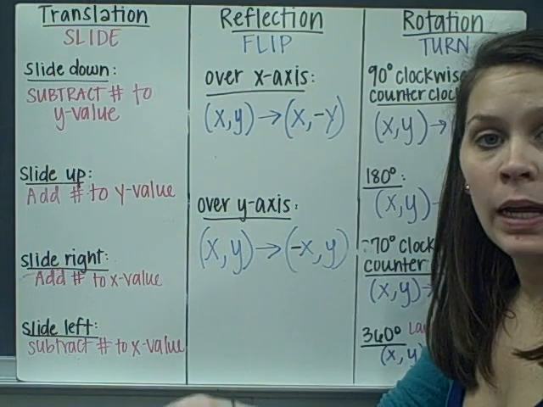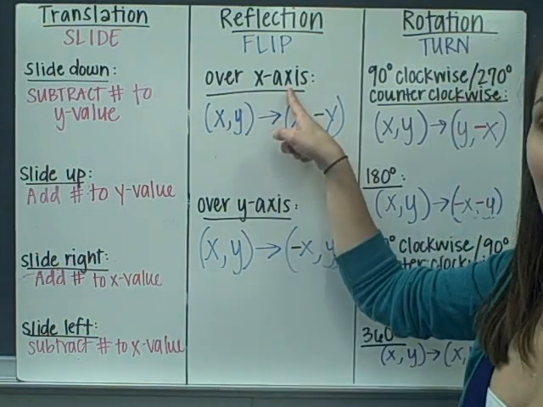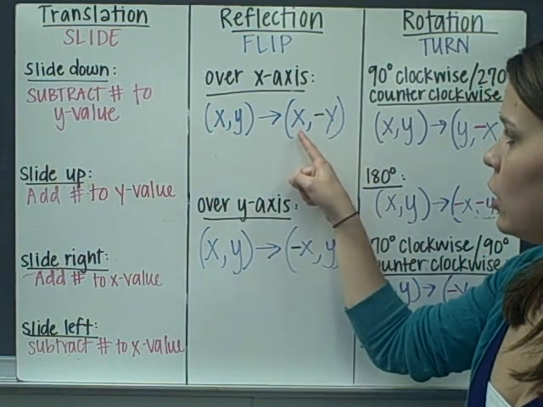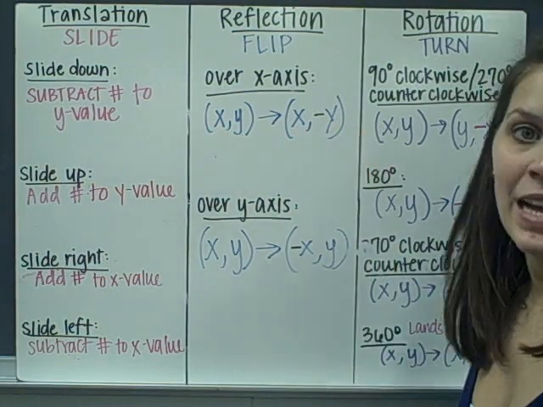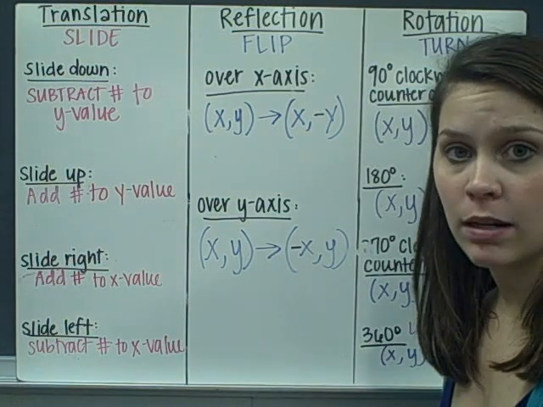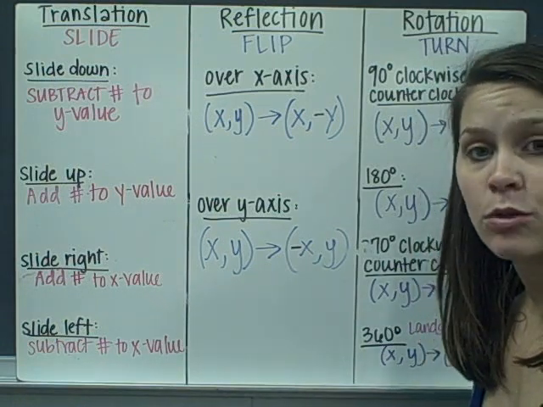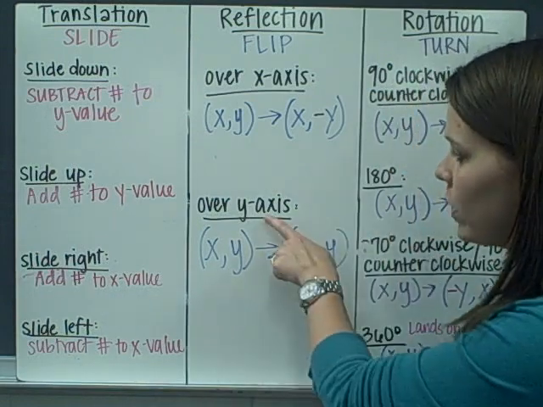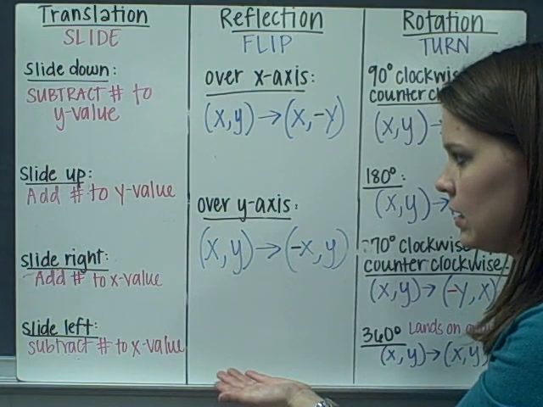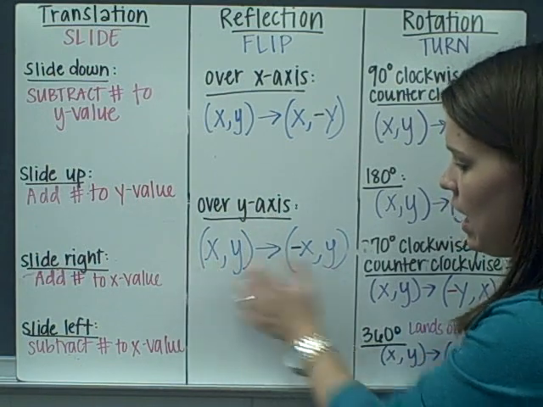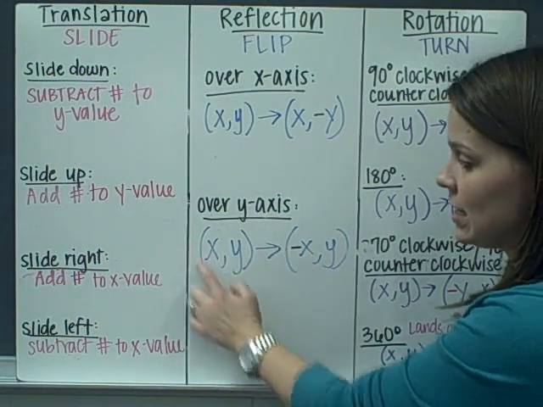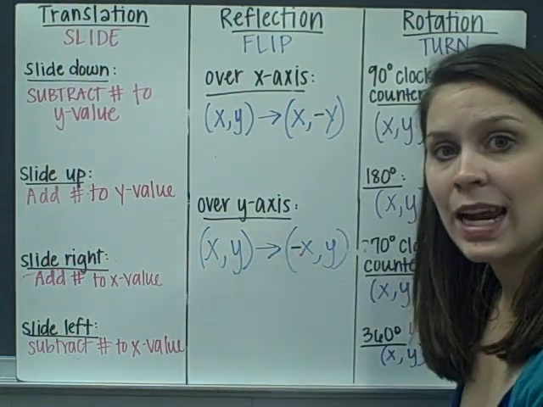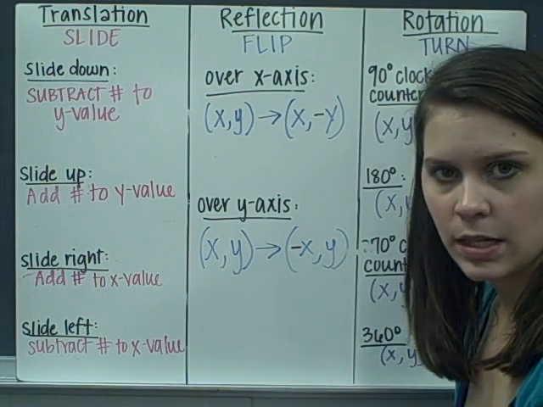Reflections, that means we're flipping it. So if you want to flip it over the x-axis, you start with x and y, and when you flip it, your y value now becomes the opposite sign. So if it's positive, it becomes negative. If it's negative, it becomes positive. If you're going over the y-axis, the only thing that changes is the sign of your x value. So if it's positive, it becomes a negative. If it's negative, it becomes a positive. So it's the opposite signs.